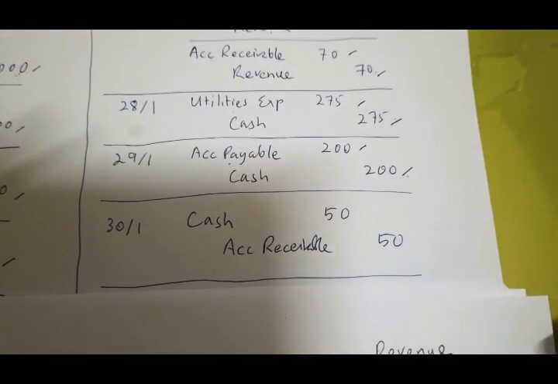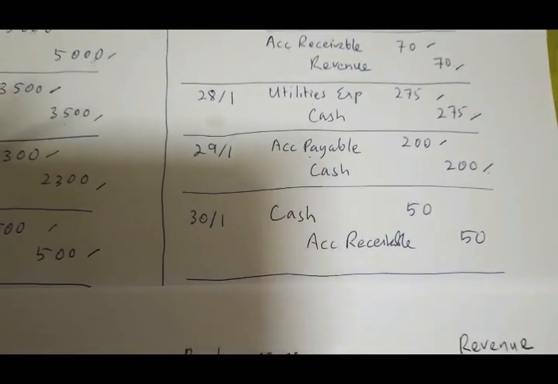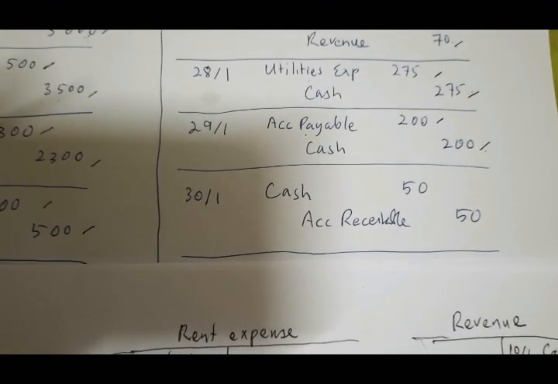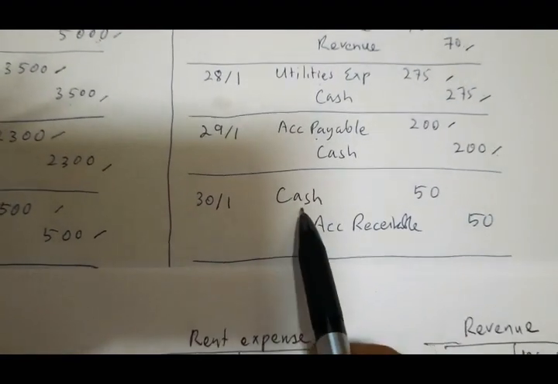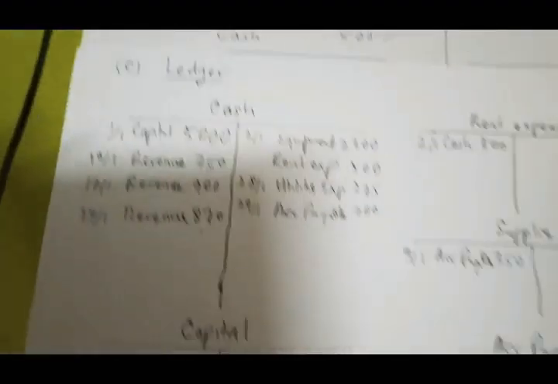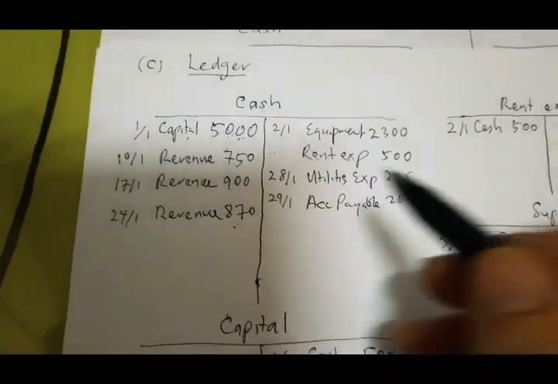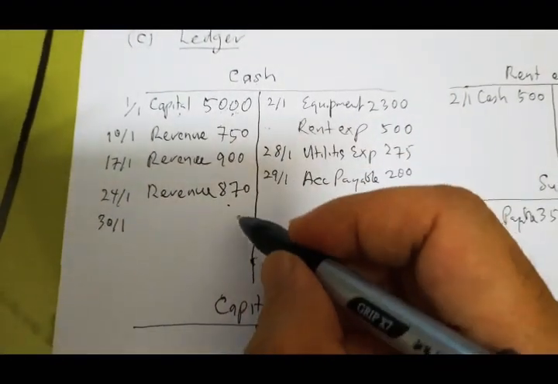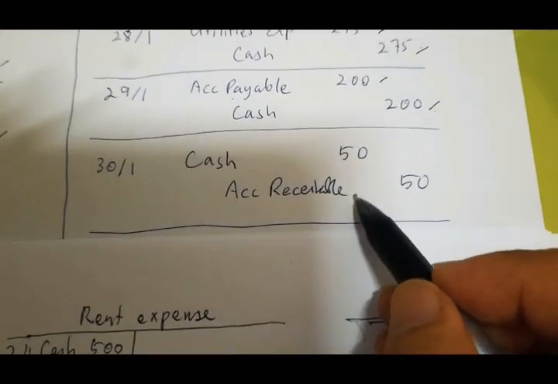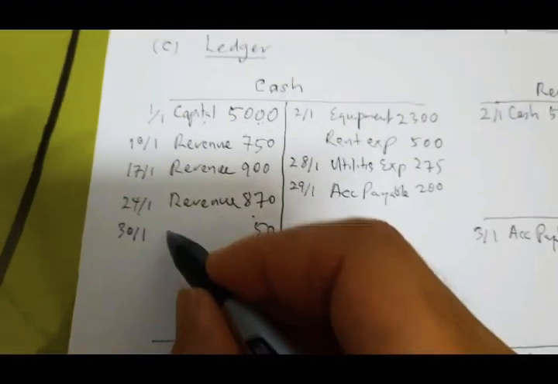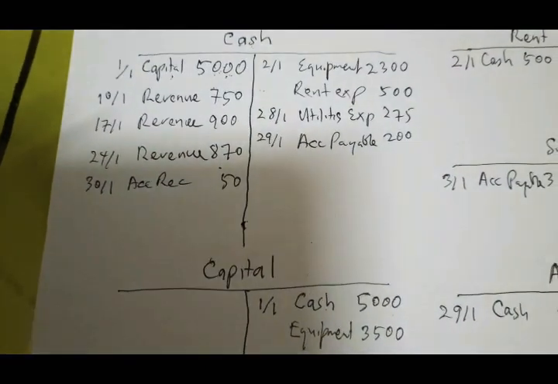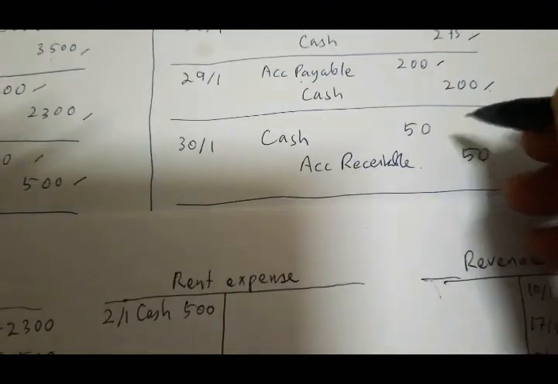Okay, what is the next thing? On the 30th of January, there is another transaction. You have recorded this transaction in the general journal. 30th of January, debit cash 50. So we have account cash here. Very straightforward. Refer to which account? Refer to account receivable. So you write here account receivable 50. Okay, done.